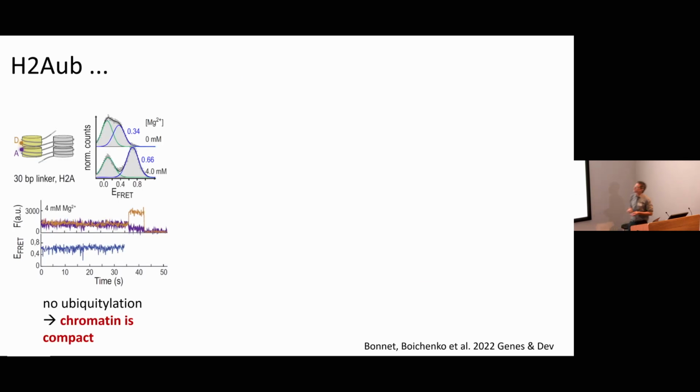Okay, so what happens when you have H2A ubiquitination? First we look at chromatin in the absence of the modification. We can add salt, in this case 4 millimolar magnesium. Now chromatin fibers stack together and we see this high FRET peak, this high FRET readout. So that indicates that chromatin is compact.